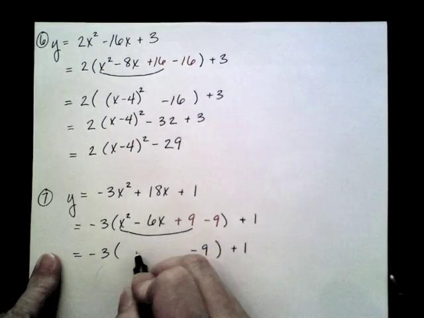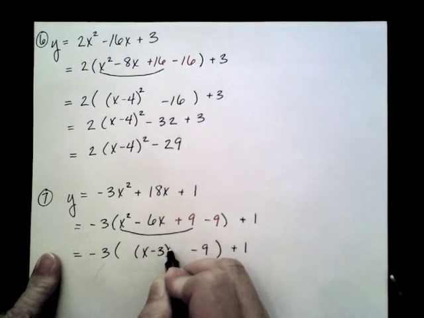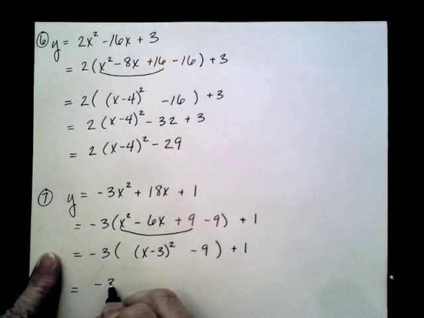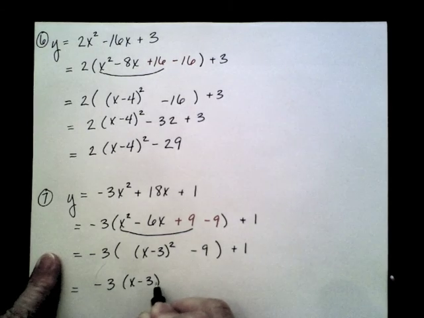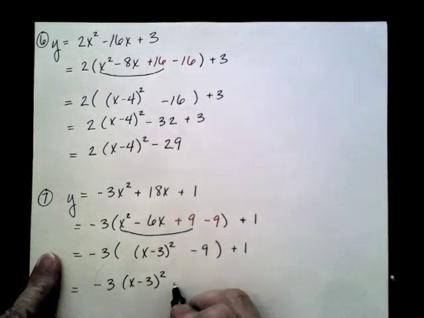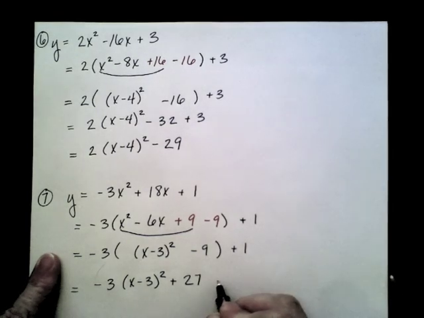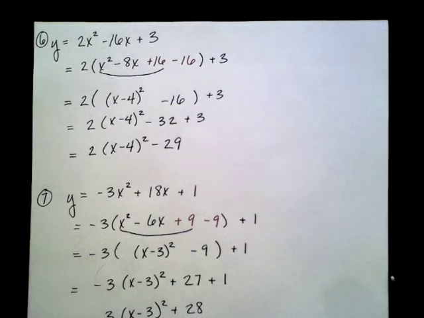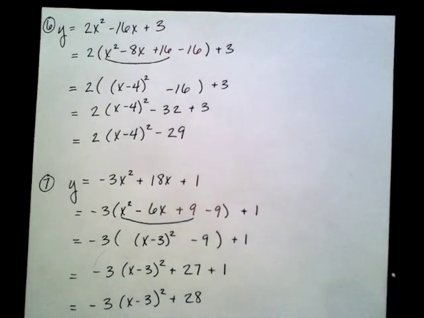Then I factor my perfect square as x minus 3 squared. I distribute this negative 3, so I get negative 3 times x minus 3 squared. Negative 3 times negative 9 is positive 27. Then I have that plus 1 on the outside. And finally, I combine my like terms. And, whoops, almost off the screen there. And there we have it. Completing the square in order to put quadratic functions into vertex form.